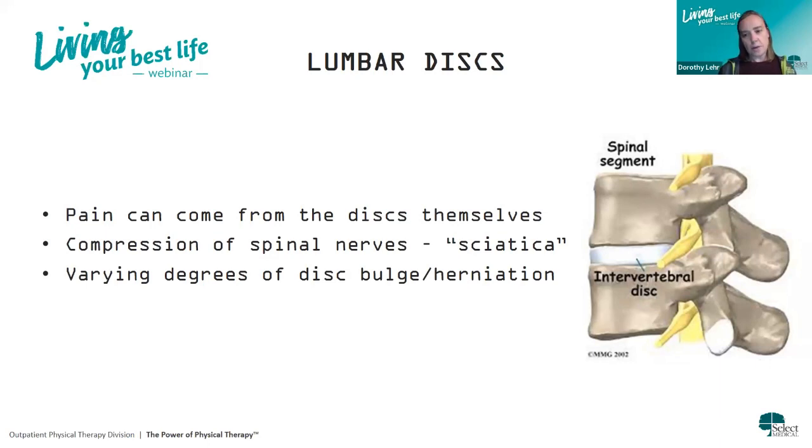But you can also have various degrees of disc bulges or herniations. And when you have those, that disc material moves back into the space where those nerves are sitting, and it gives those nerves less space. And then you'll get some compression of those spinal nerves. A lot of times we refer to this as sciatica. That's a really common term for the symptoms of pain, numbness, tingling, weakness down the leg.